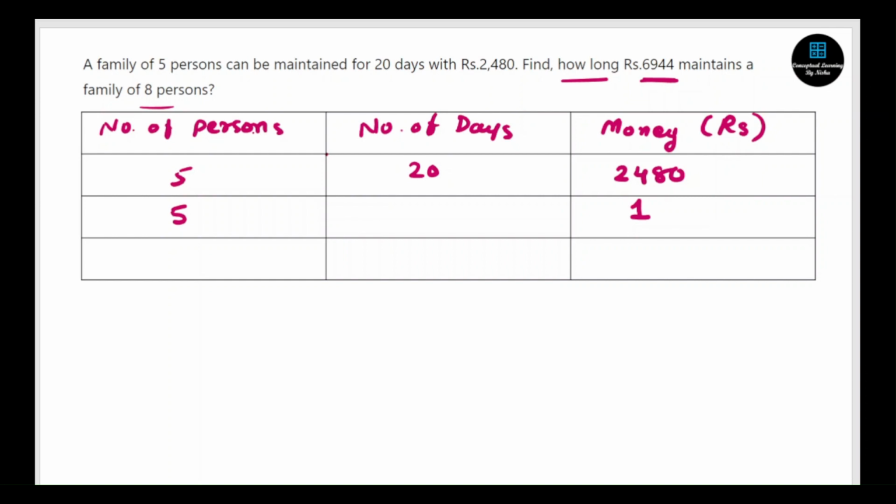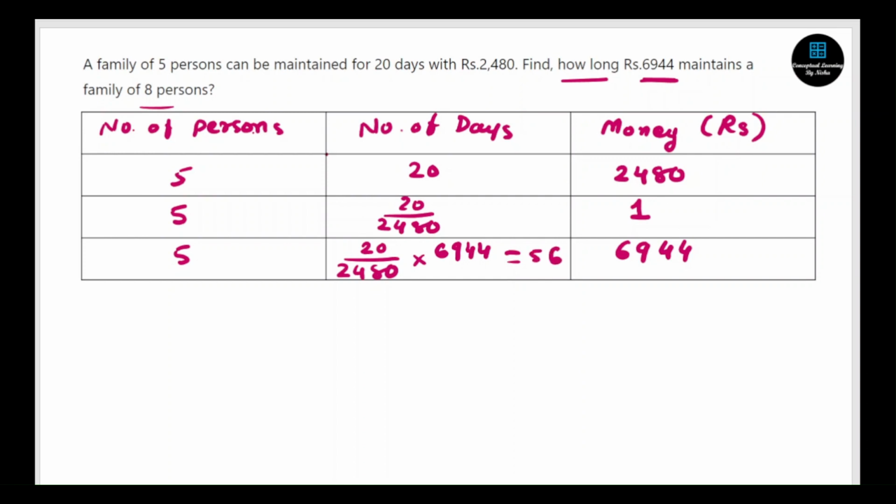So using the unitary method, for 1 rupee I have to divide 20 by 2480, so I'll get 20 upon 2480. Now we have to find for 6944. We are keeping the number of persons as it is, so this is going to be 20 upon 2480 into 6944. Now cancel and simplify this, and you'll get 56 here.